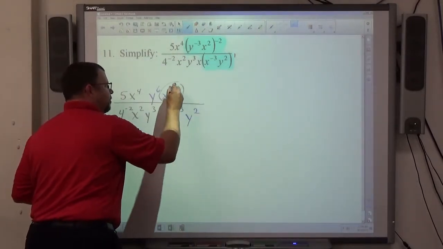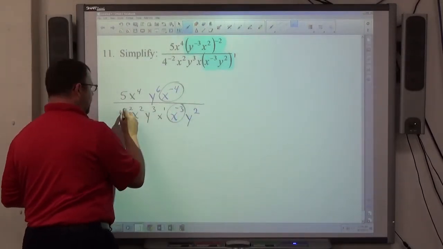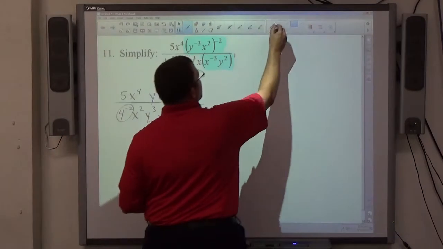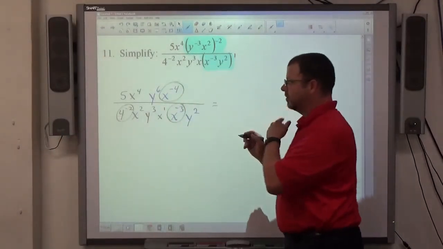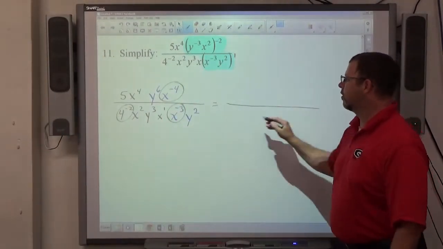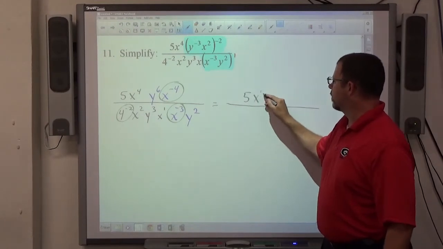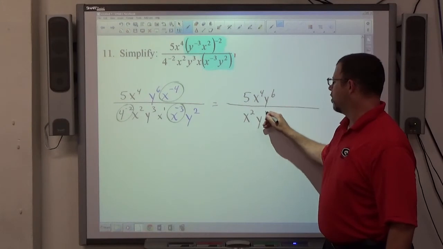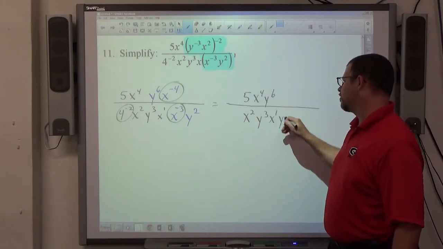I've got a negative 4th power, a negative 3rd power, and a negative 2nd power. Those 3 things circled in green have to move. Everything else is exactly where it belongs, so I'm just going to leave it where it is. I'm going to write it in black. So, a 5 on top, an x to the 4th on top, y to the 6th on top. I've got an x squared on the bottom, a y cubed on the bottom, an x to the 1st on the bottom, and a y squared.